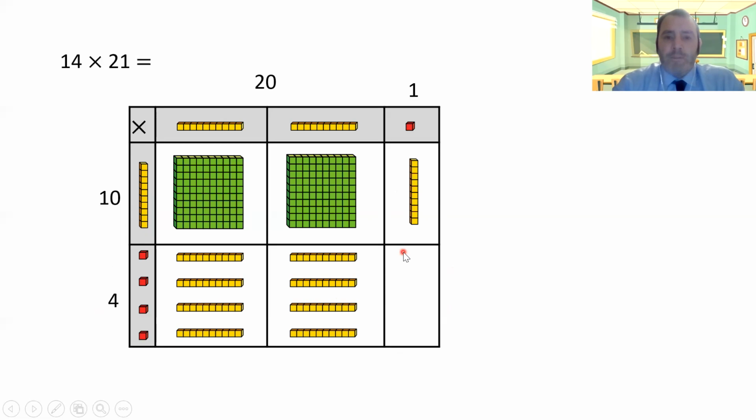What goes in there? Yep, that's right. 4 ones. There they are. So I've got my numbers filled in. Now all I need to do is go through and count them. How many hundreds have I got? 1, 2 hundreds. How many tens have I got? 1, 2, 3, 4, 5, 6, 7, 8, 9. I've got 9 there. That goes into my number. How many ones have I got? 1, 2, 3, 4. That goes into my number. That gives me my answer of 294.